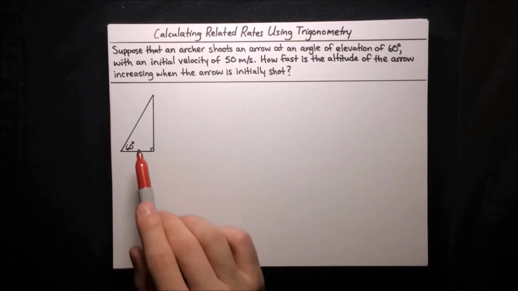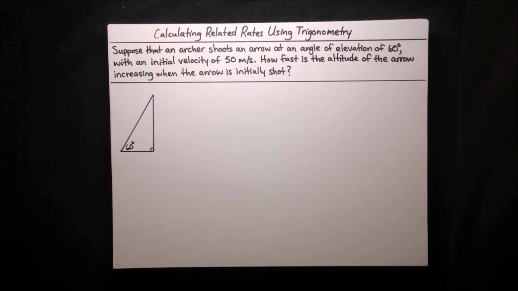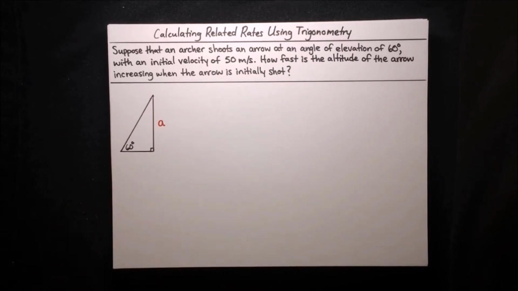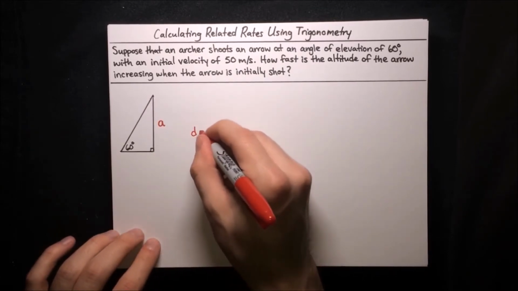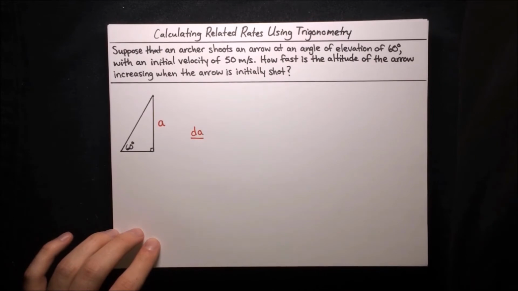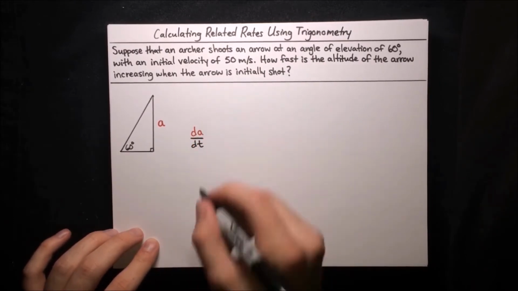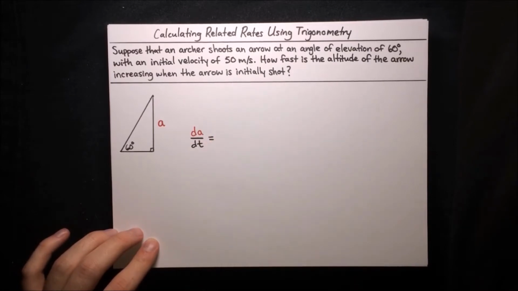Here we've got a triangle representing the situation. We've got our angle of 60 degrees, and why don't we label the altitude, the height of the triangle here, and what we are trying to find is the rate of change of the altitude when the arrow is initially shot, so dA/dt. So what is dA/dt equal to? That's what we want to find out.